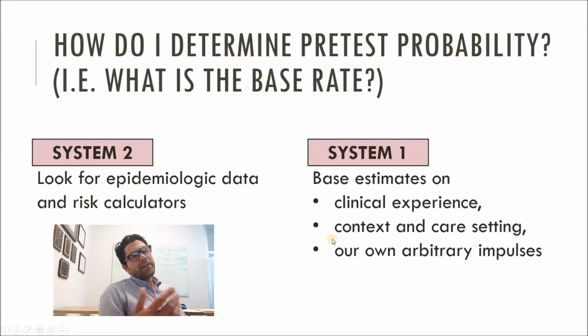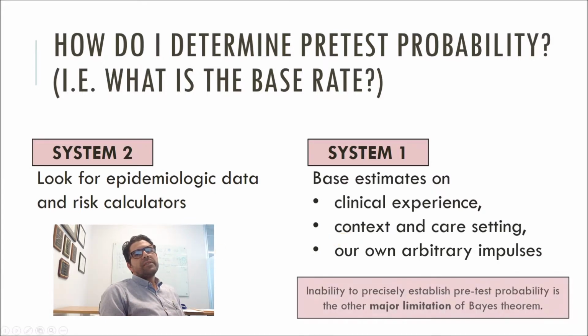So in my ER, we see a lot of acute myocardial infarctions, of course. So my pretest probability is already modest, right? Or I might just use my own arbitrary impulses. For some diseases, we have good data on the epidemiology, but we don't always know for that patient what the actual pretest probability is.